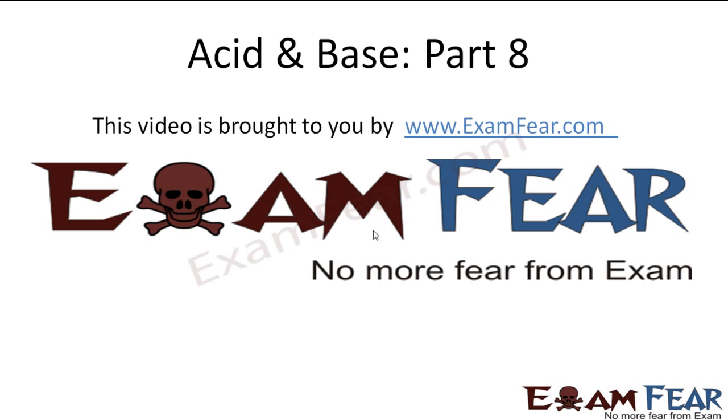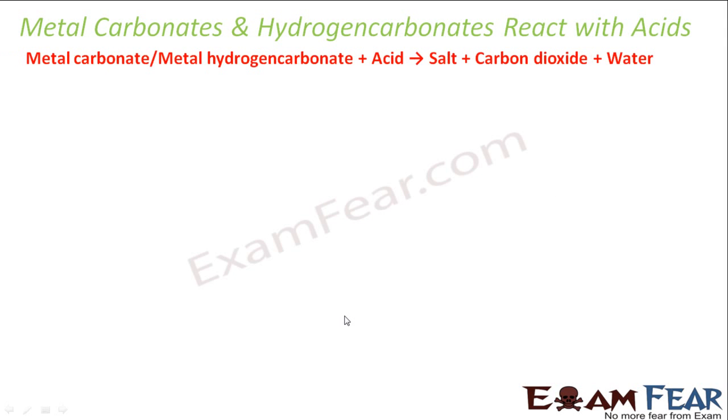Before watching this video, please make sure that you have watched part 1 to part 7. Now we'll study how metal carbonates and hydrogen carbonates react with acid. When you add metal carbonates or metal hydrogen carbonates to acid, you get salt plus carbon dioxide plus water. That's the typical reaction.